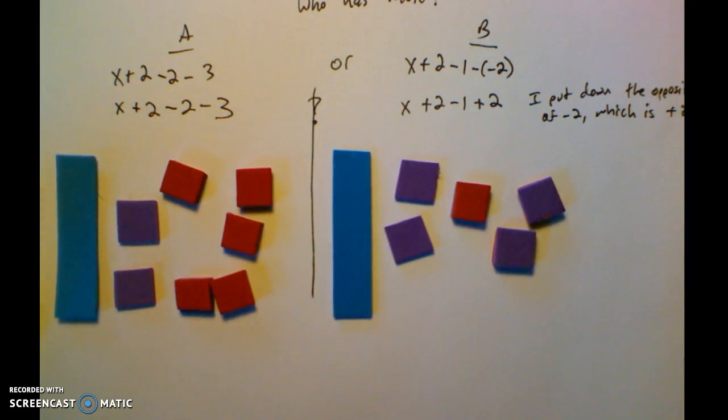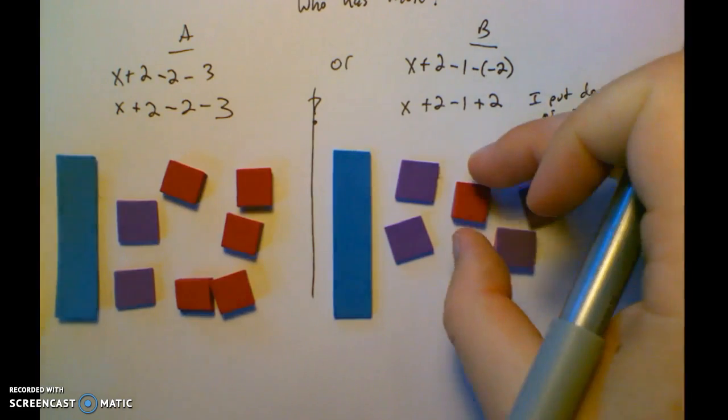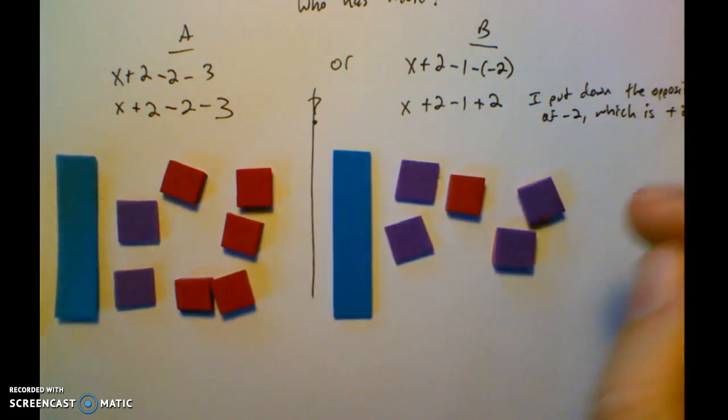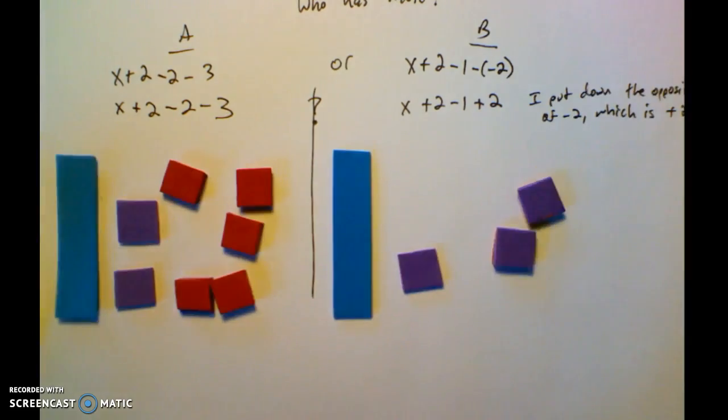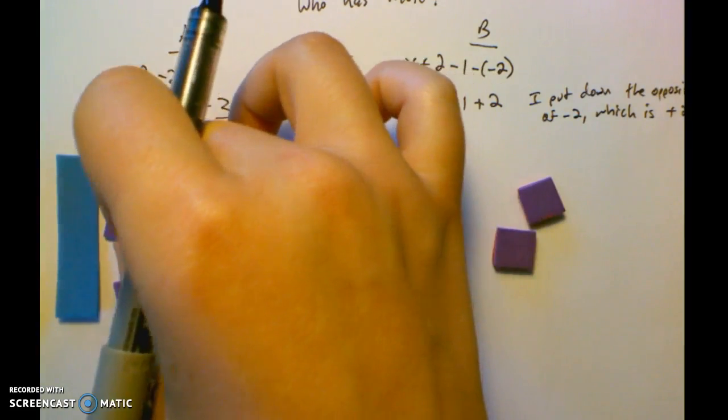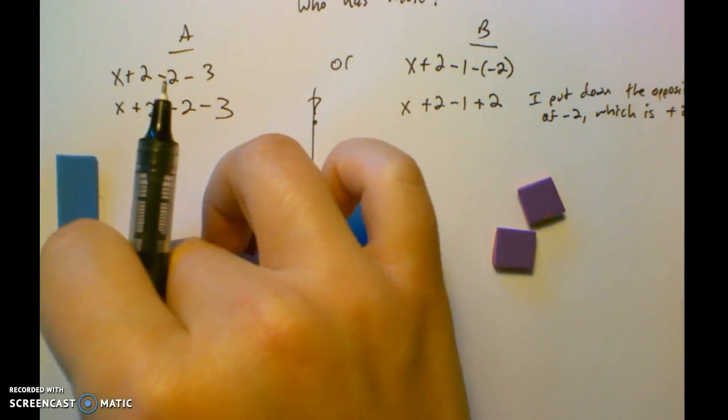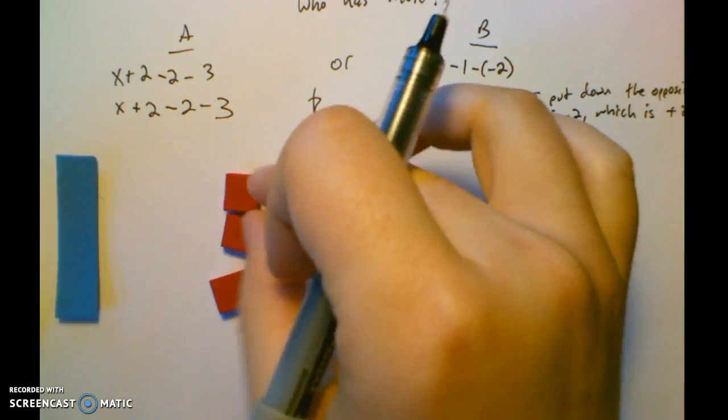Okay, now I can go ahead and record some steps. I am going to combine like terms or remove zero pairs. Something and its opposite is the same as having nothing.